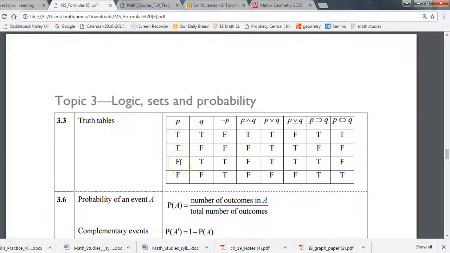If the first part is false, so let's just say today's not Saturday, but the second part is true, I really did sleep in, as long as the conclusion is true, then we would still say the overall statement is true. For the last one, if they are both false, so if today's not Saturday and I don't sleep in, if both of those statements are false, then overall I still told the truth in the overall statement. And so these are the responses that we would come up with to those two statements.